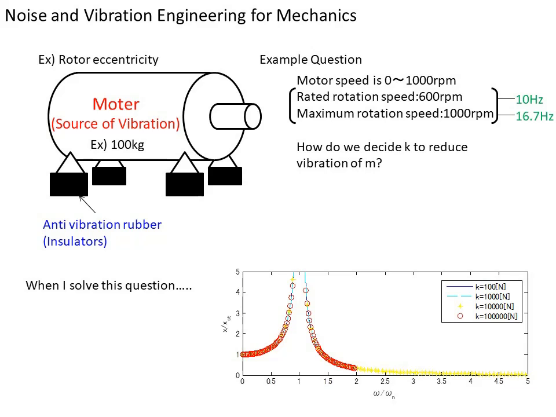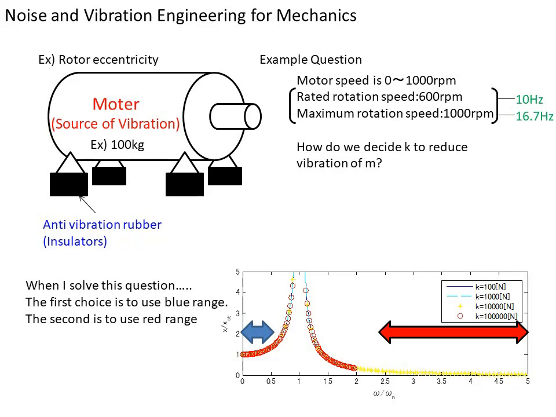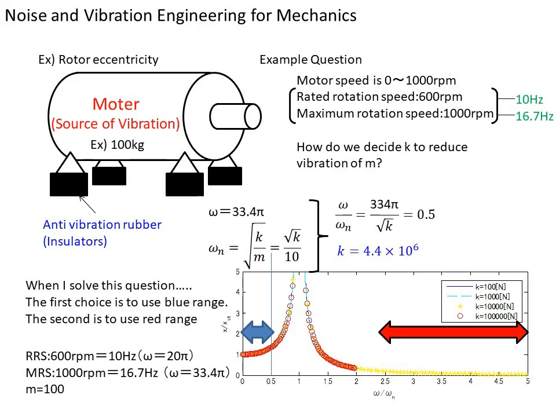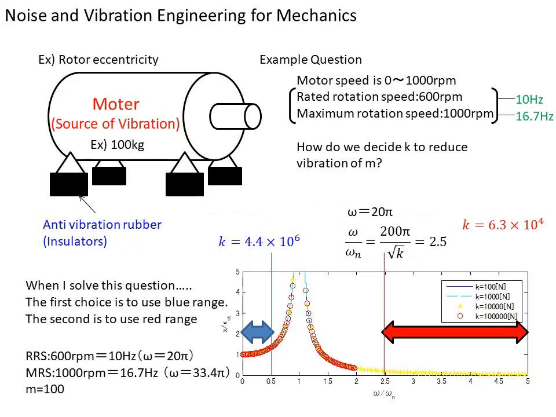If I have to deal with the question, I try to do as below. Try to use the blue range frequency only. Try to use the red range frequency when the motor speed is 600 rpm or more. If I want to use the blue range, the frequency ratio is under 0.5. Therefore, spring K is this value.